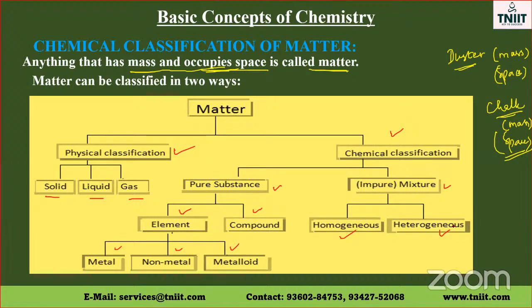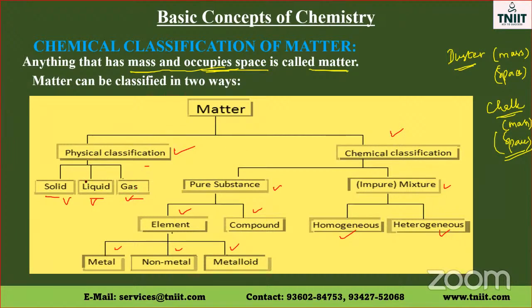Now, matter, as we learned, is anything which occupies space and has a definite mass. So matter can be classified broadly into two. One is the physical classification. The other one is the chemical classification. Physical classification is further classified as solids, liquids, and gases. We will learn what is solid, what is liquid, and gases in the following classes.